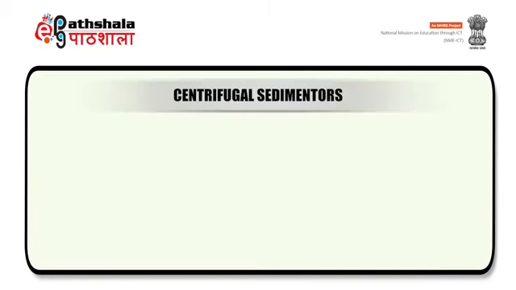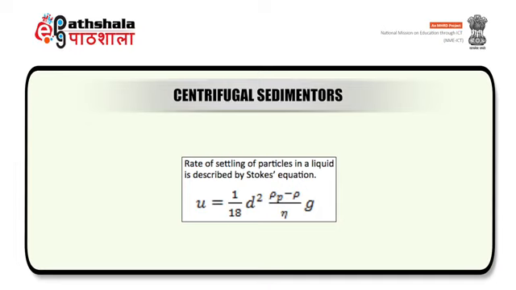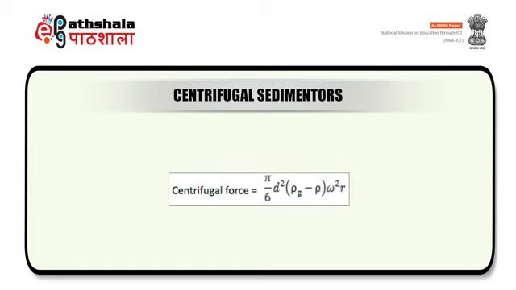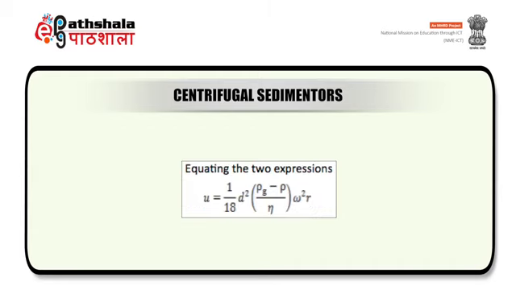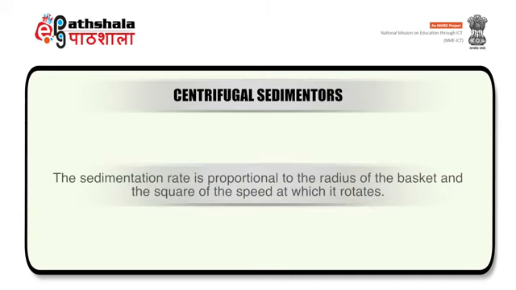Now, centrifugal sedimenters. The rate of settling of particles in a liquid is described by Stokes equation, as shown on the screen. In the centrifuge, the gravitational force causing separation is replaced by a centrifugal force. So, the equation now becomes as shown on your screen. Equating the two expressions, we will get the rate of settling of particle as a function of radius and speed of basket, as again shown on the screen. Thus, we can conclude that the sedimentation rate is proportional to the radius of the basket and the square of the speed at which it rotates.